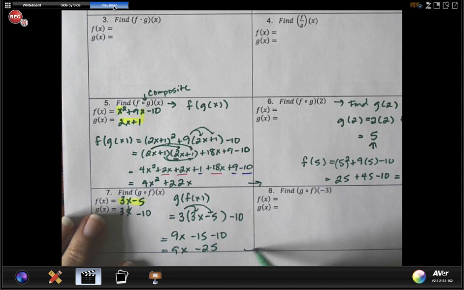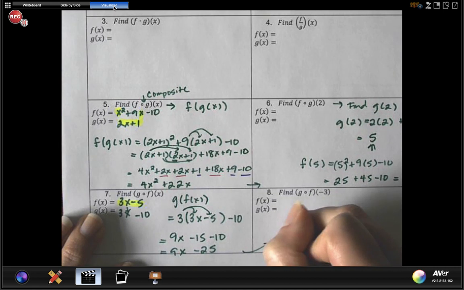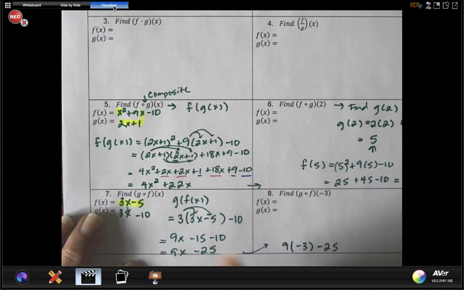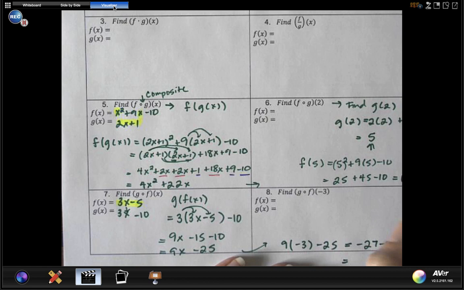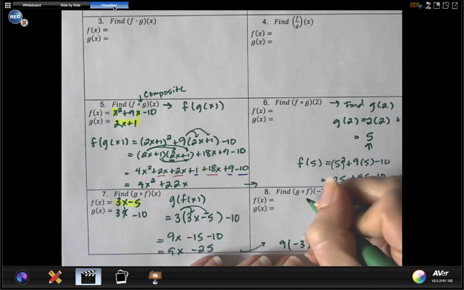Like we talked about here, since I already found g of f of x, I can just plug in -3 to my answer that I got in number 7. If I want to do that and just use the same functions, I can. That would give me -27 minus 25, so I'm looking at -52.